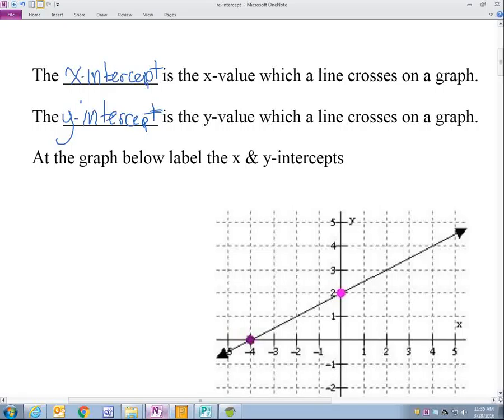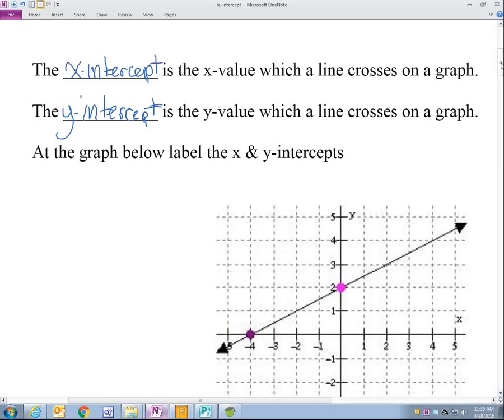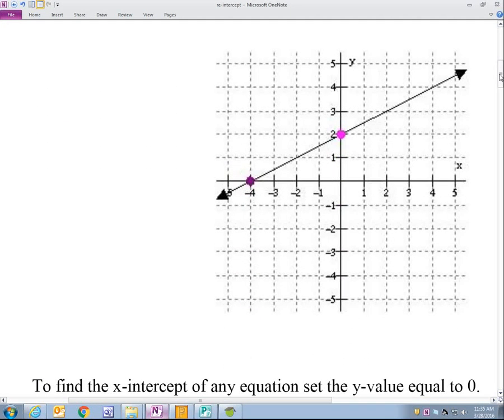In the graph below, label the x and the y intercepts. So here's the y on the graph, and this is where it crosses the y. So what are the coordinates of the y-intercept? 0, 2.